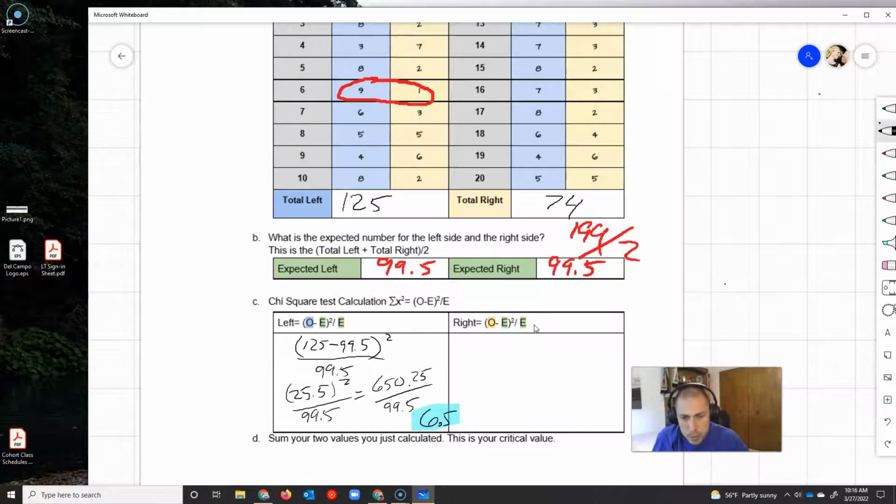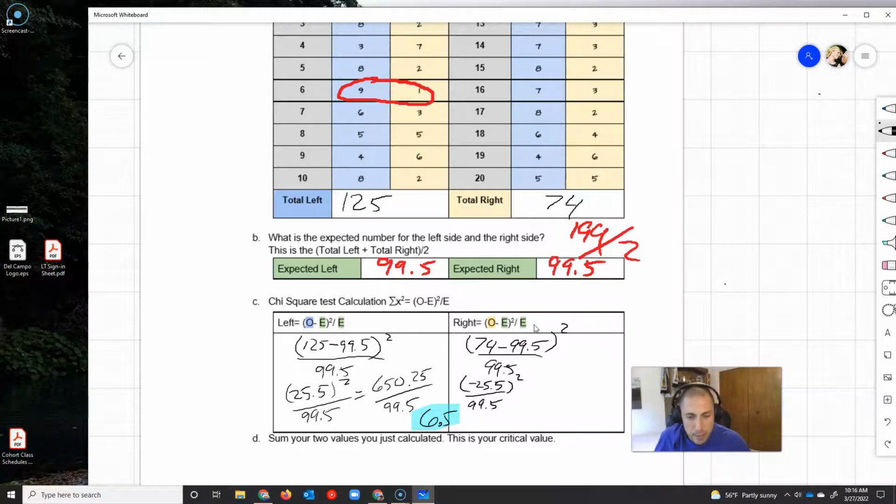I'm going to do 74 minus 99.5 over 99.5, and I need to make sure I have this part squared. It should be negative 25.5 squared, but let's just check 74 minus 99.5. Yep, negative 25.5, negative 25.5 squared over 99.5. And again, just like before, it's the same thing, but negative.